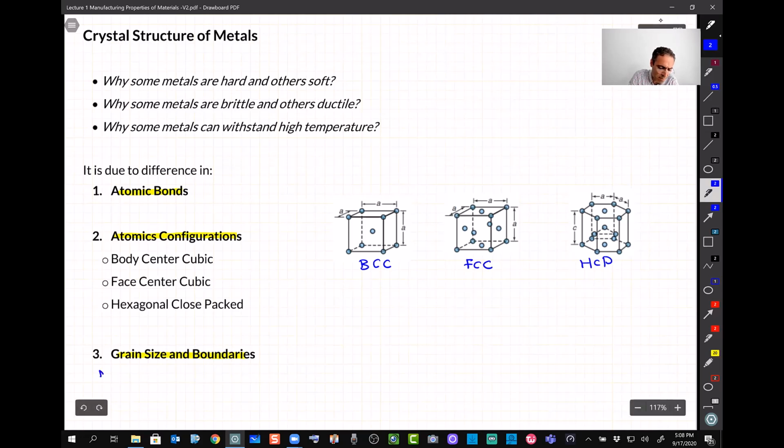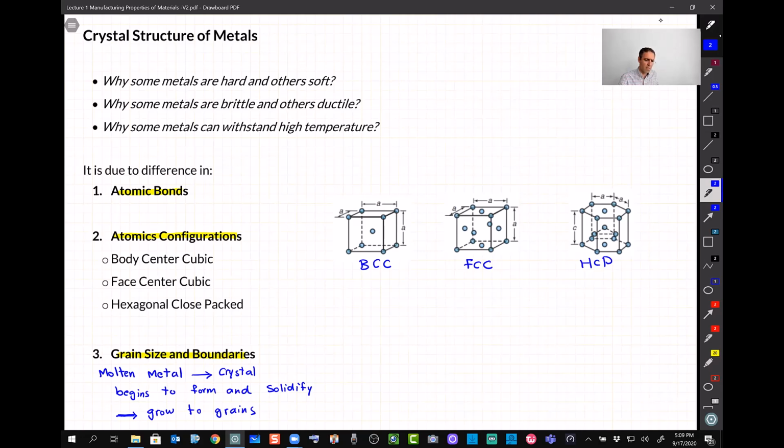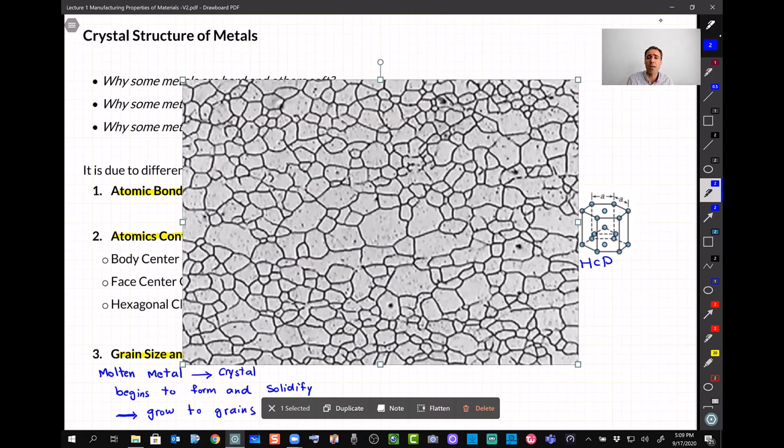Let's say we have a molten metal and we leave it at a colder temperature, so crystals begin to form and solidify. These crystals at different regions of the molten metal start to grow into grains. For example, this is a schematic of grains for a certain metal. Again, just a schematic to give you an idea.